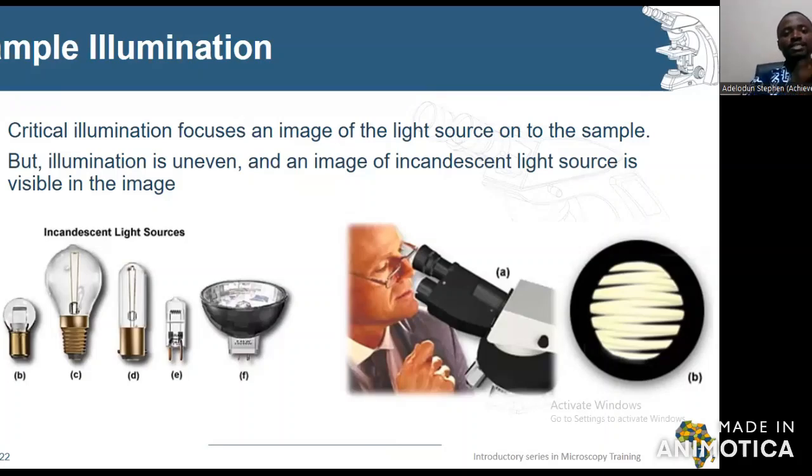What this does is focus an incandescent light on an image, but the image, although it appears very bright, is uneven. So this is one of the limitations that comes with the critical type of sample illumination. The second challenge is that the picture of the light source is also captured in the resulting image at the end of the day. So there are two major issues with critical illumination.